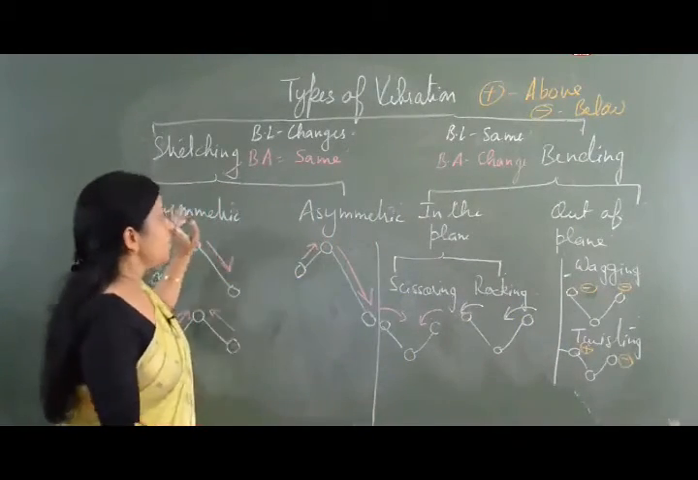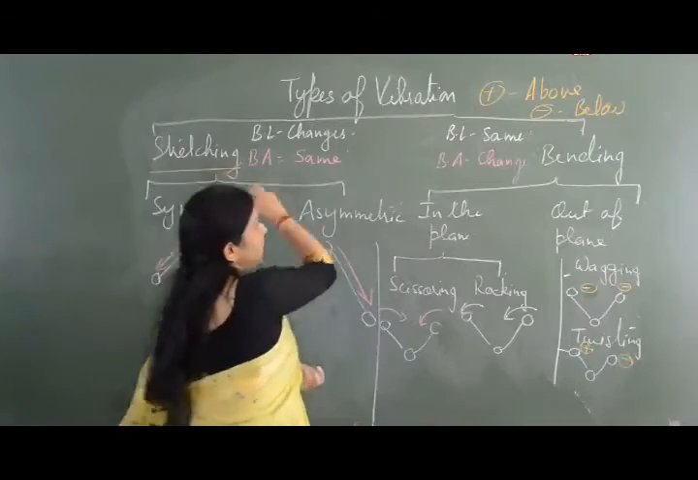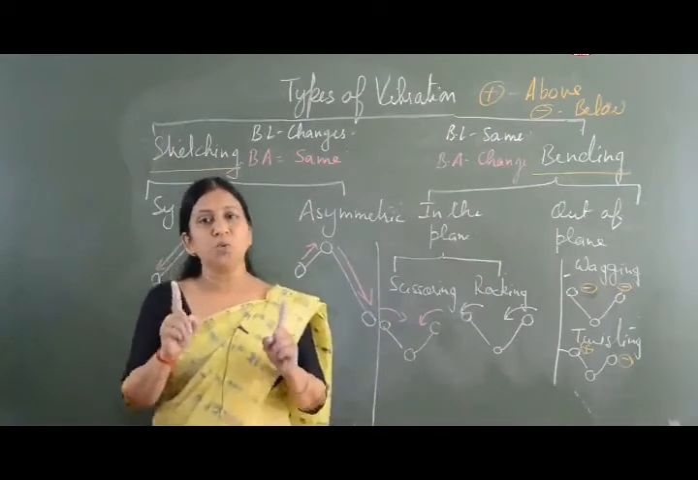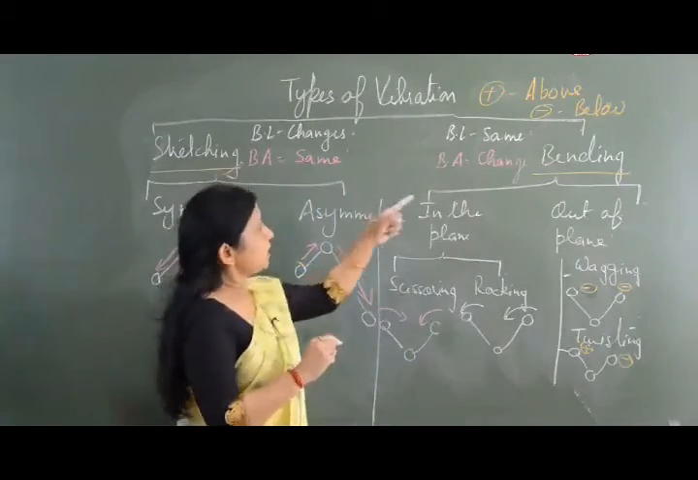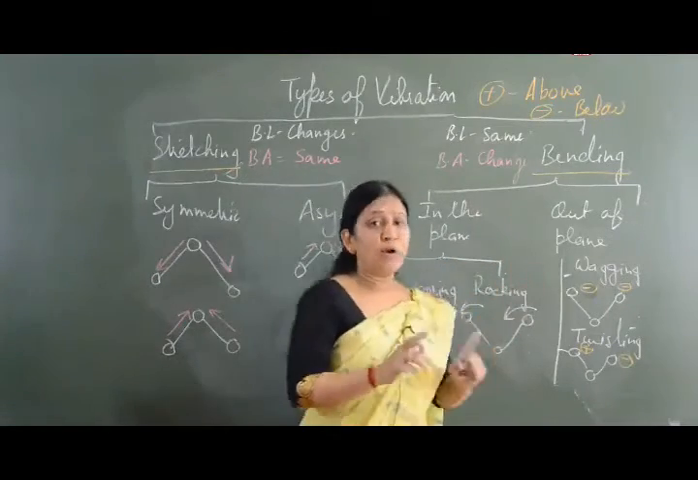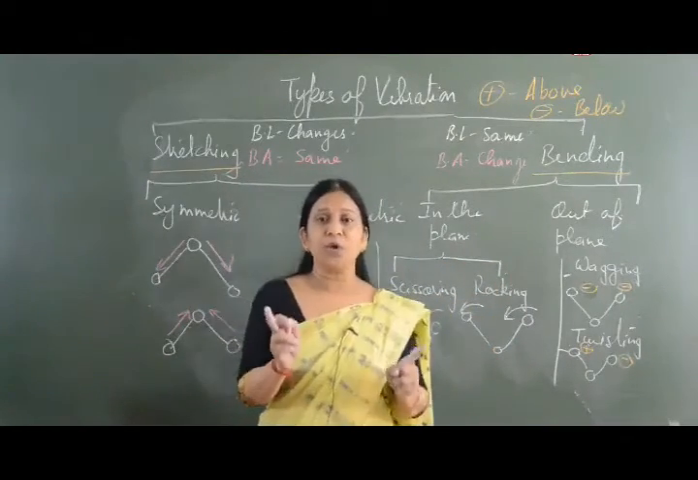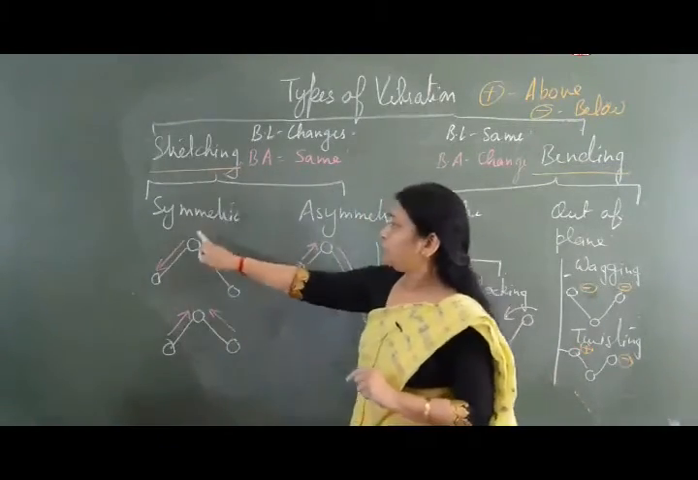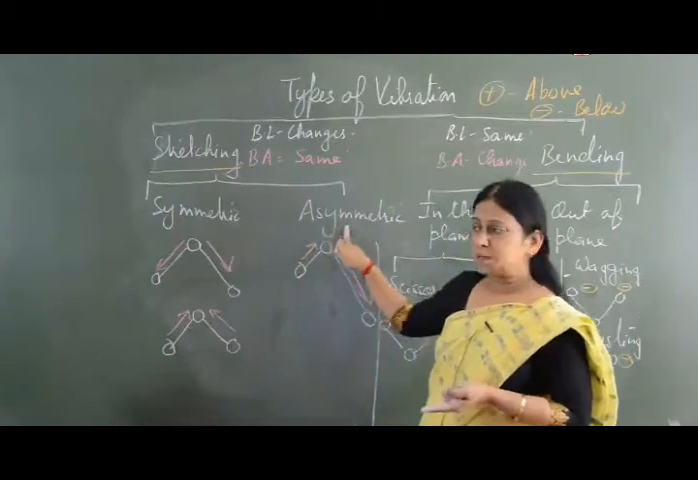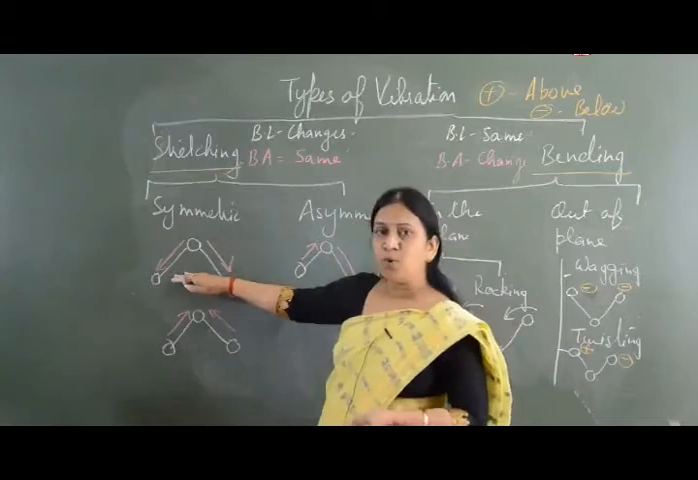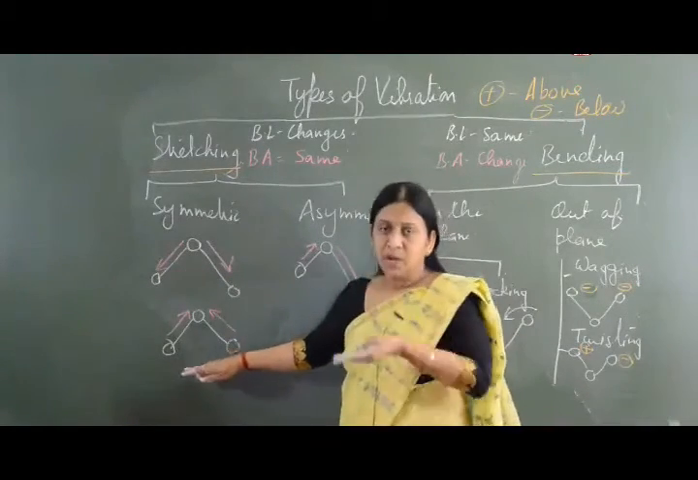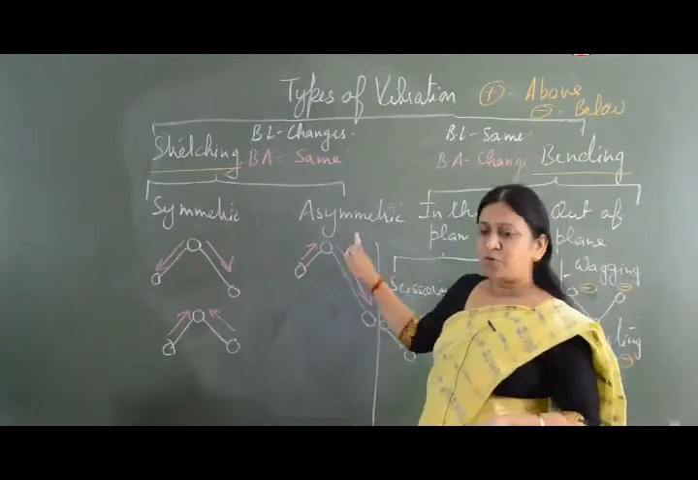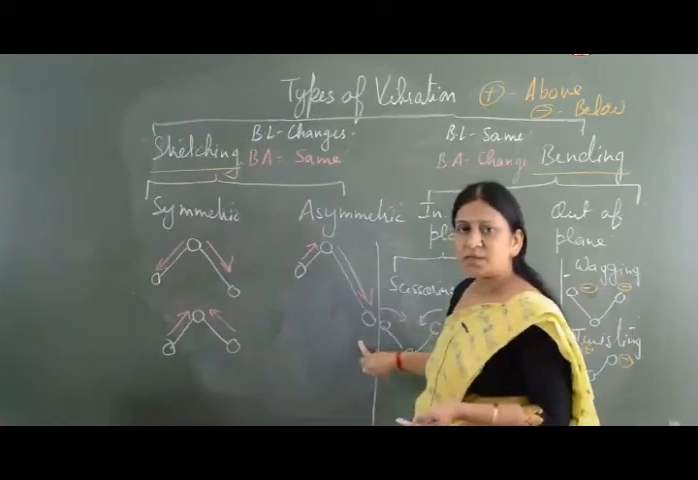So basically we have two types of vibrations, stretching and bending. The basic difference between the two: in stretching, bond length is going to change, whereas bond axis remains the same. Whereas in case of bending, bond angle or bond axis is going to change, but bond length remains the same. When we come to stretching, we have two types, symmetric and asymmetric. In symmetric stretching, both the bonds are either stretched or compressed together. In asymmetric, one bond is compressed and the other bond is stretched.